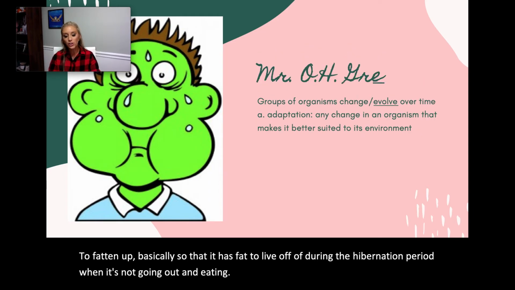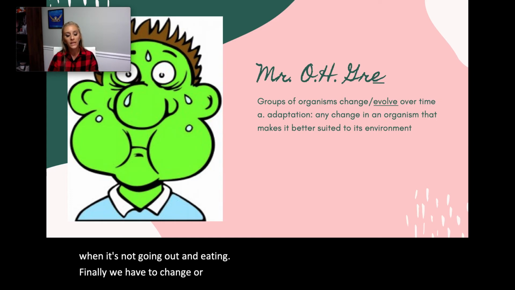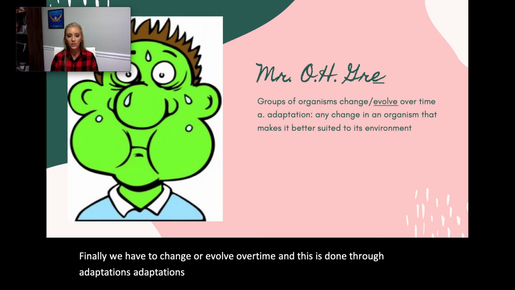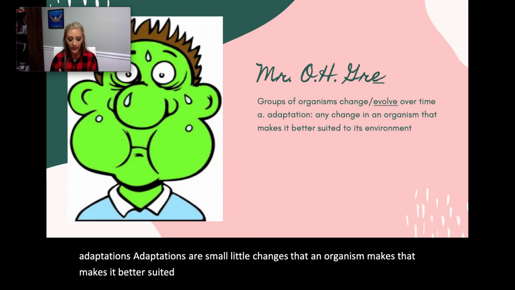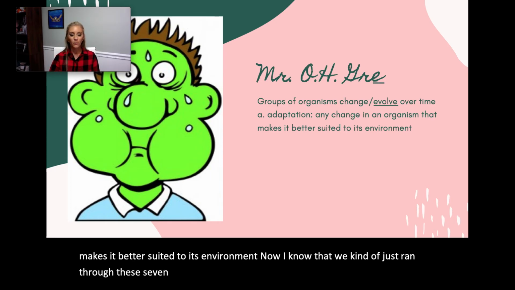Finally, we have to change or evolve over time, and this is done through adaptations. Adaptations are small little changes that an organism makes that makes it better suited to its environment. Now, I know that we kind of just ran through these 7 characteristics, but we're going to spend more time on each of these through the different units this year.